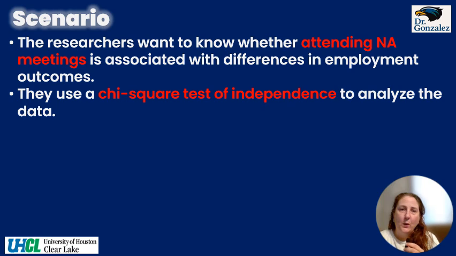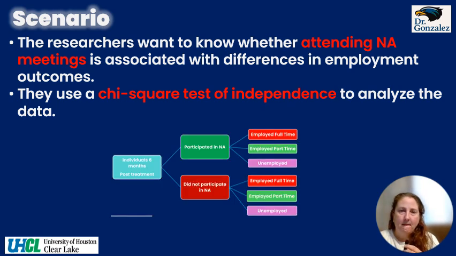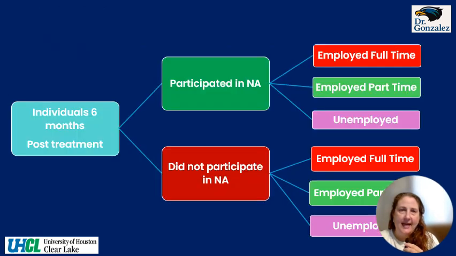We're going to use a chi-square test of independence to analyze our data. And I'll explain this on the next slide. This was just a graphical way of looking at it. So individuals 6 months post-treatment participated in NA or did not participate. Are they employed full-time, part-time, unemployed?